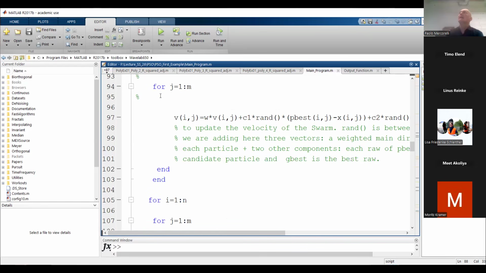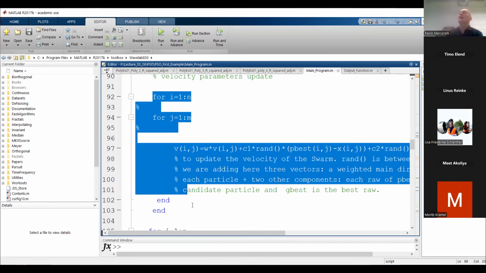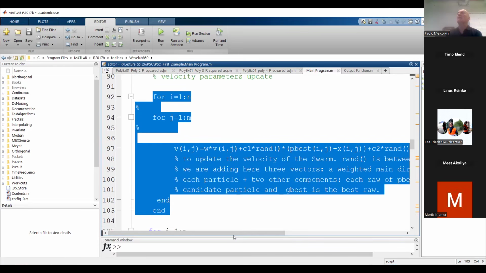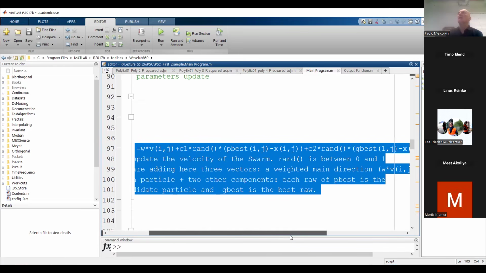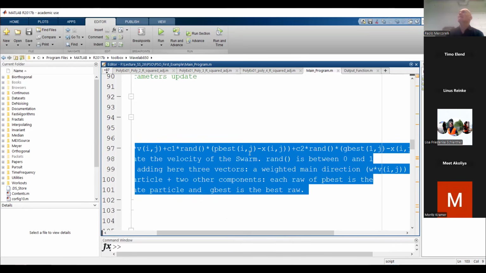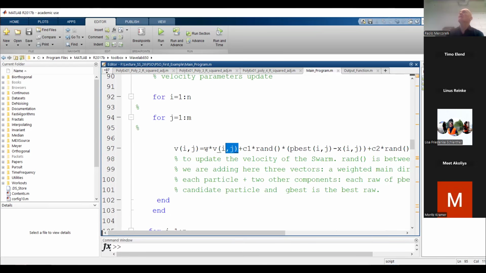The first loop is the loop for the velocity. I don't know if you remember. The concept is a little bit complex because, remember, we have here three vectors. This is the old velocity. Here we have a random vector because of the random variable here, which updates the velocity considering the position, the previous position of the best population.